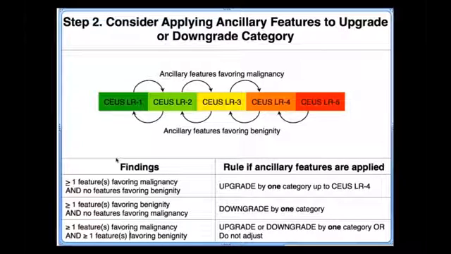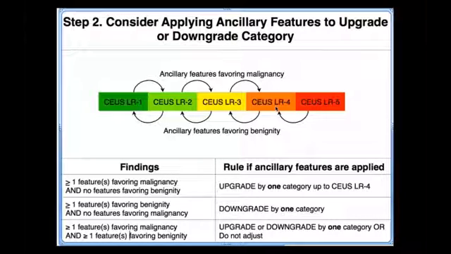And so we can only move by one category. The important thing to recognize here is that although you can downgrade a LI-RADS 5 to a LI-RADS 4, we're not allowed to upgrade to LI-RADS 5 with ancillary features. We must have all three of the criteria that we've looked at.